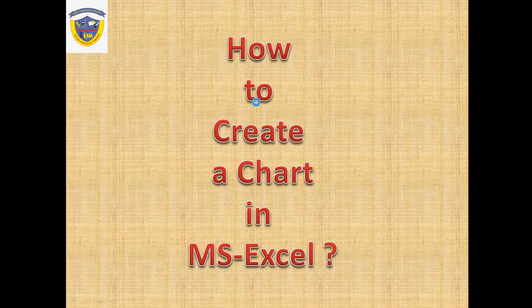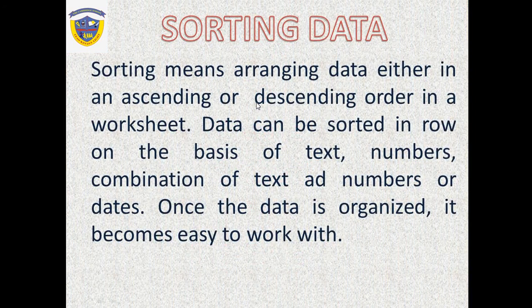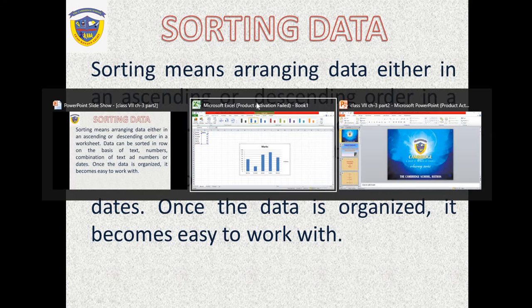Now, we will learn about sorting data. Sorting means arranging data either in an ascending or descending order. In a worksheet, data can be stored in a row on the basis of text, numbers, combination of text and numbers, or dates. Once the data is organized, it becomes easy to work with. Now we will sort data.